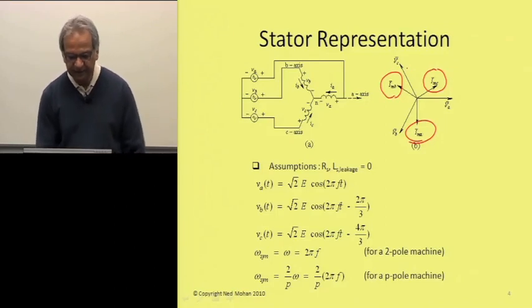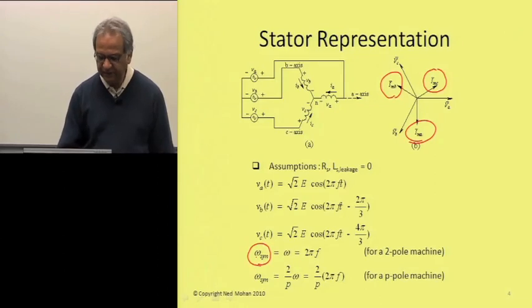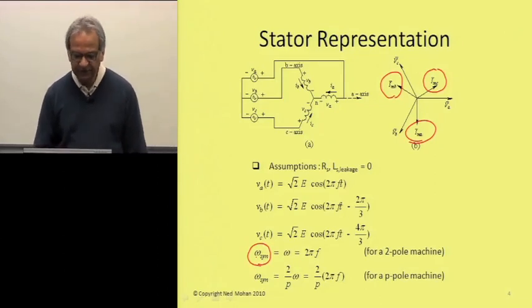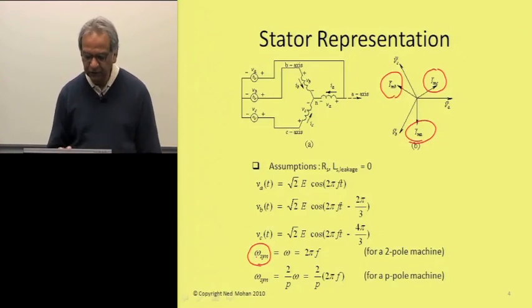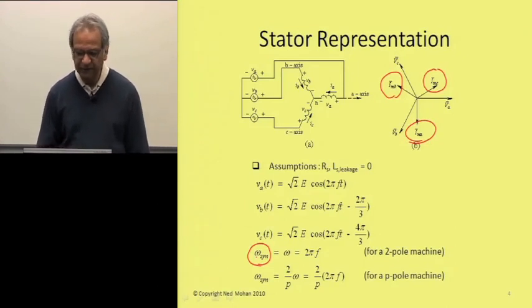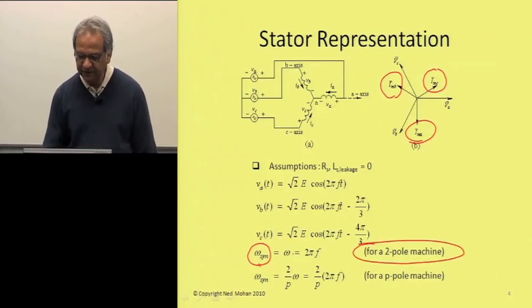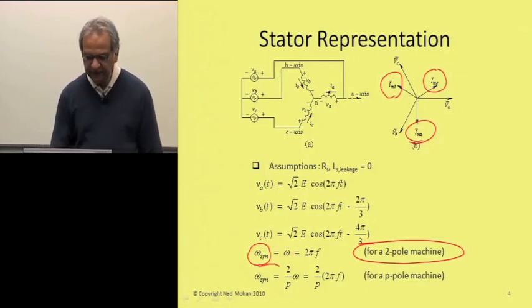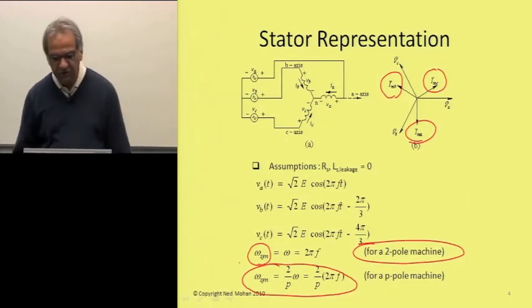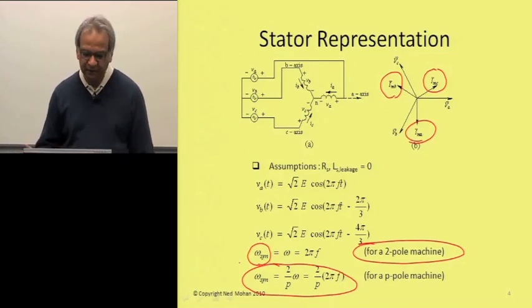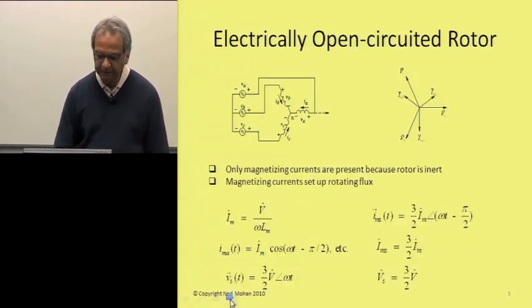This will rotate at a synchronous speed, omega sync, which depends upon the frequency at which these voltages and currents are applied, but also on the number of poles in this machine. If it's only a 2-pole machine, then this expression applies. But if you have a higher number of poles, P number of poles, let's say, then the synchronous speed is given by this here. So the synchronous speed is inversely proportional to the number of poles. But of course, it is proportional to the frequency of applied voltages and currents.